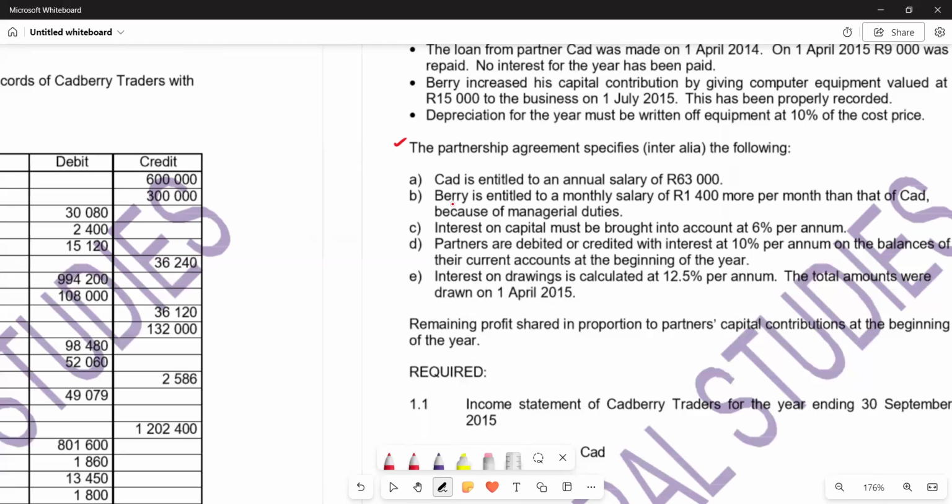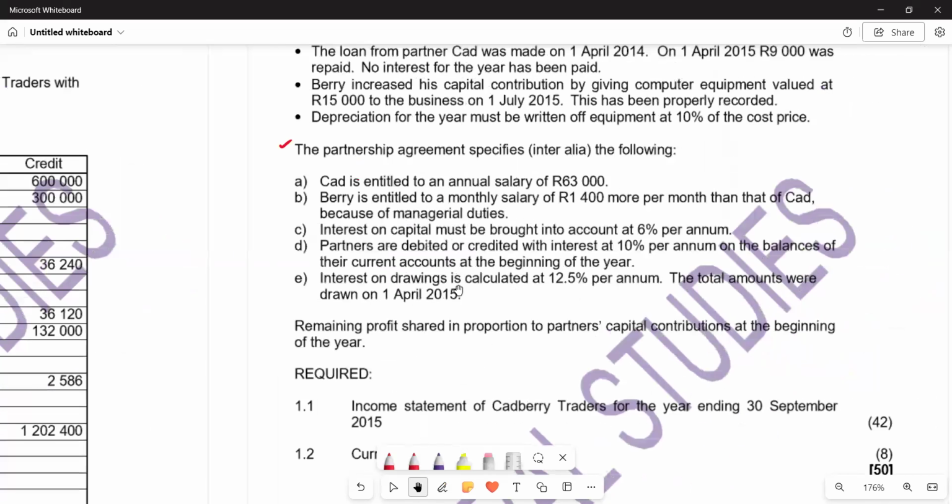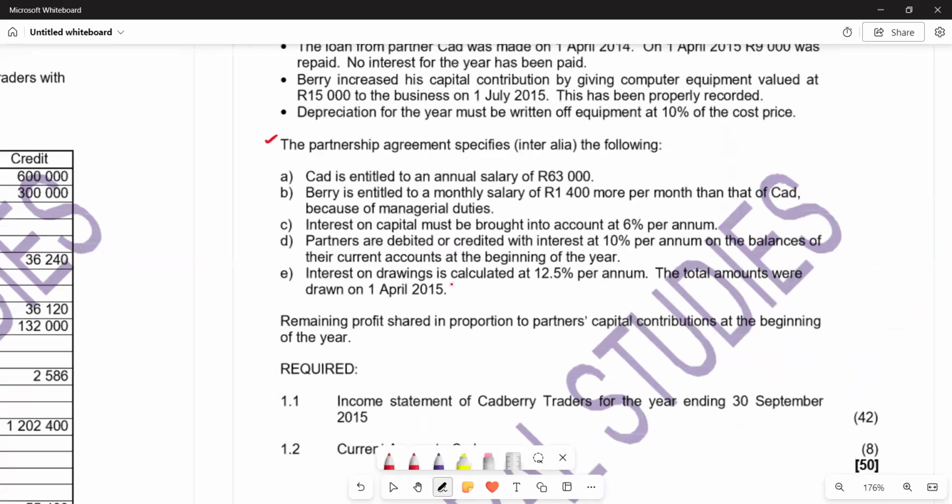As we read, the remaining profits are shared in proportion to partners' capital contributions at the beginning of the year. This is now where they are stating the profit sharing ratio: it is going to be shared according to partners' capital contribution at the beginning of the year. So we will see the capital contribution there. That's what we're going to use in terms of sharing those profits.